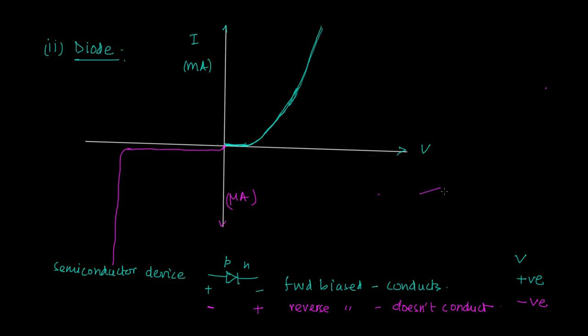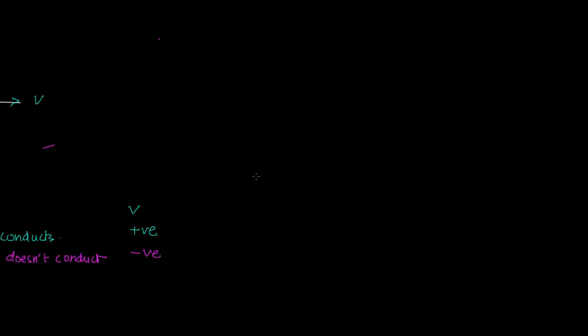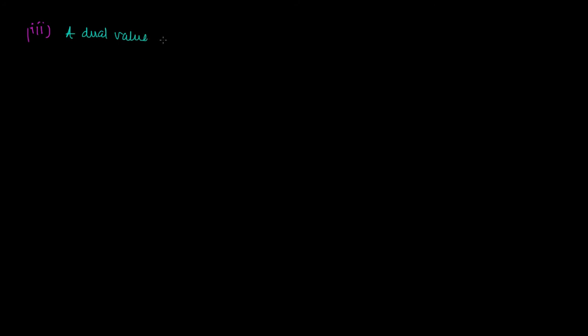Now the last category is this. The last category is when the third one is, there is a dual value for current. Now what does that mean? So what it means is this. Let me draw the graph.